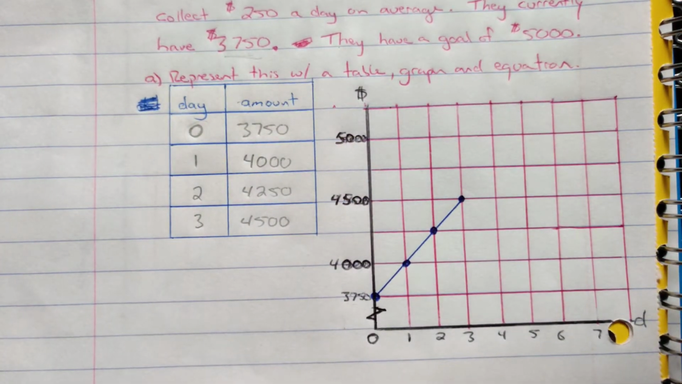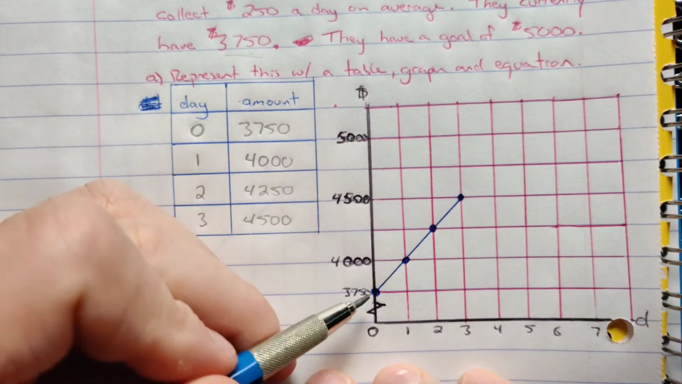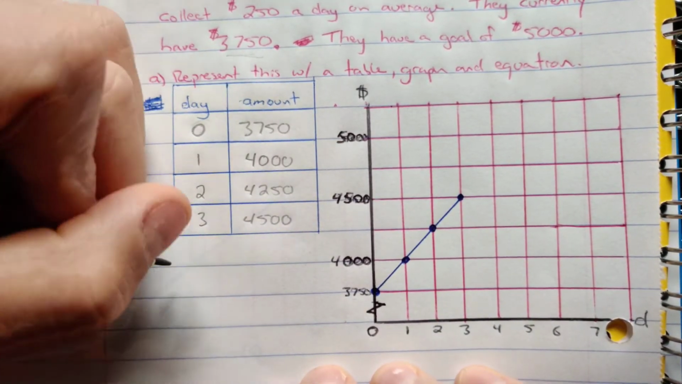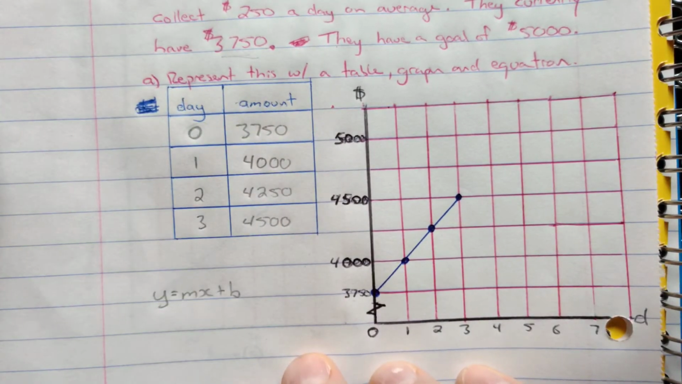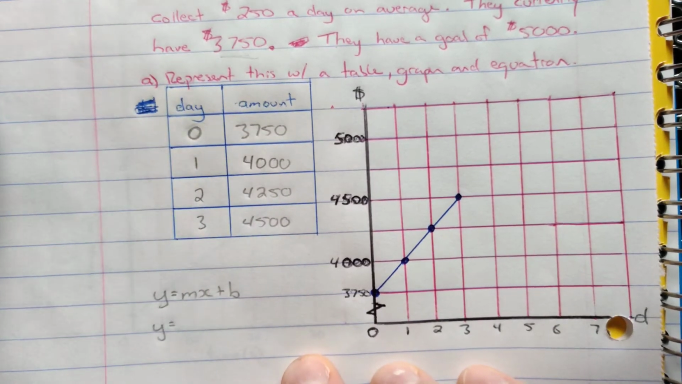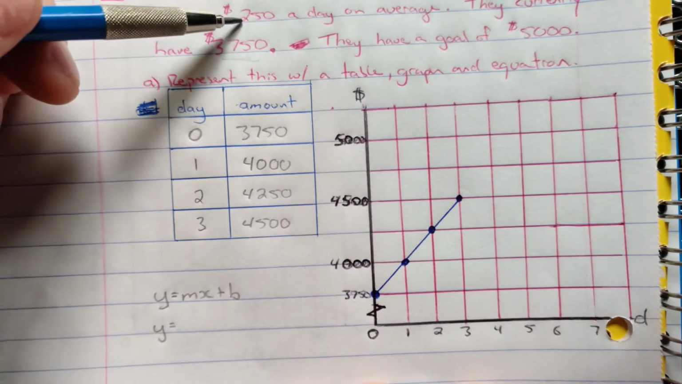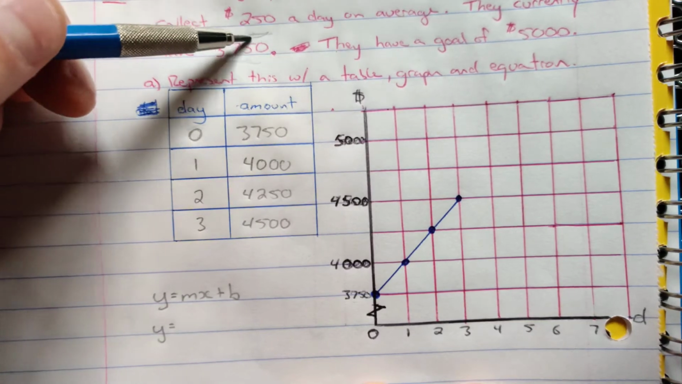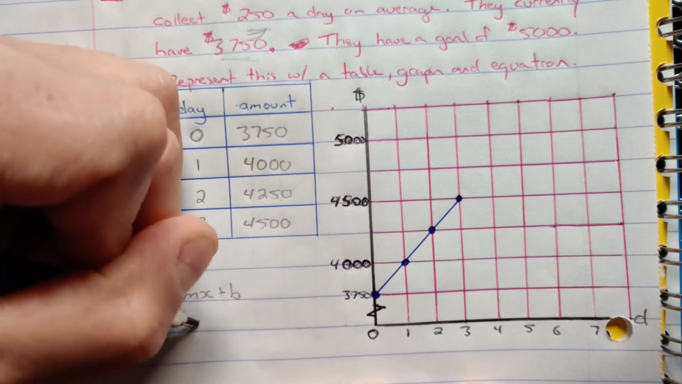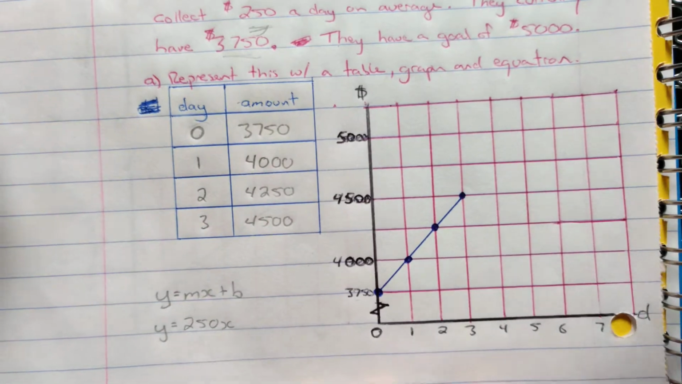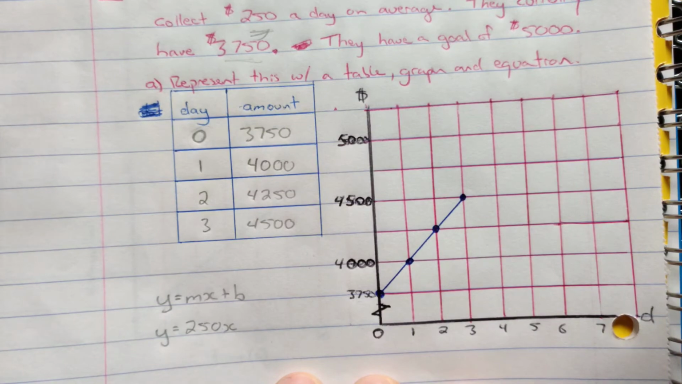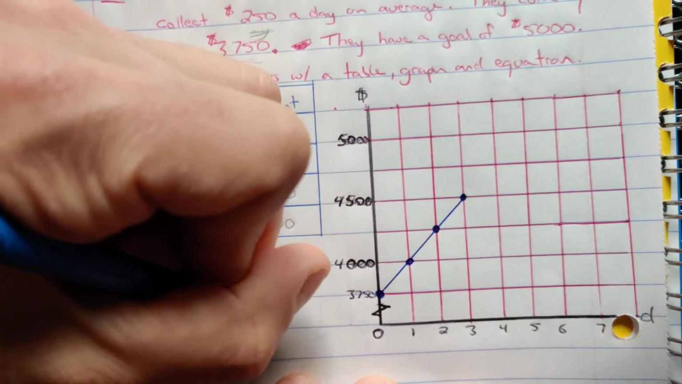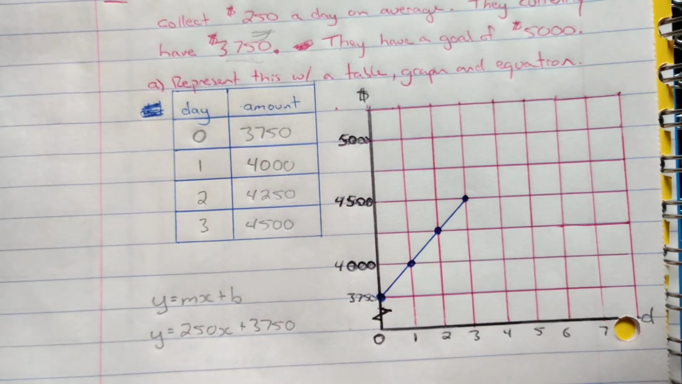And then we want to represent this with an equation as well. It's partial variation, so we'll use the y equals mx plus b format. And so y equals, and now our rate of change, we can get that from our information up above. It was the $250 a day. So 250x. Remember, the rate of change is always the number being multiplied. And then we'll add on our initial value of $3,750.